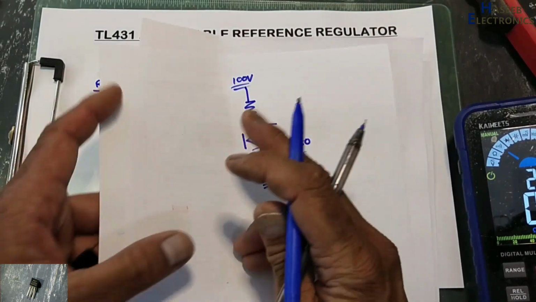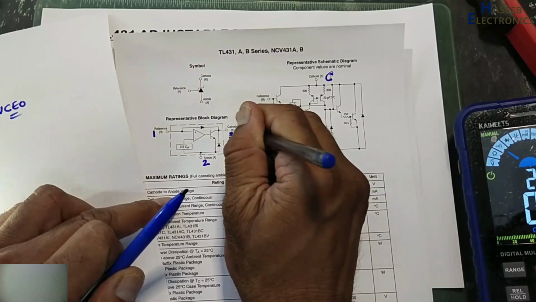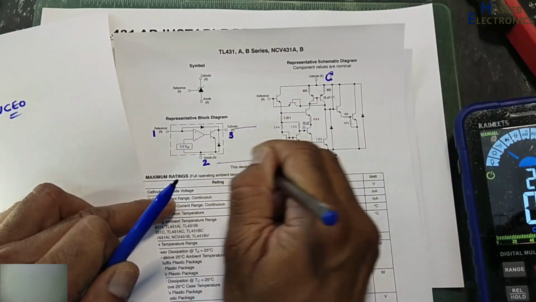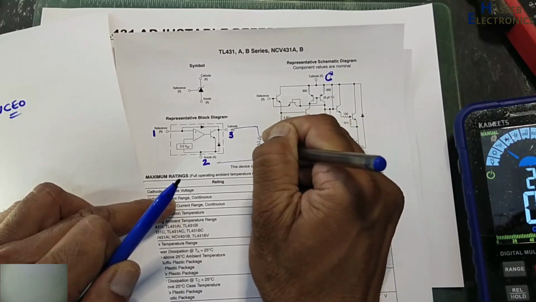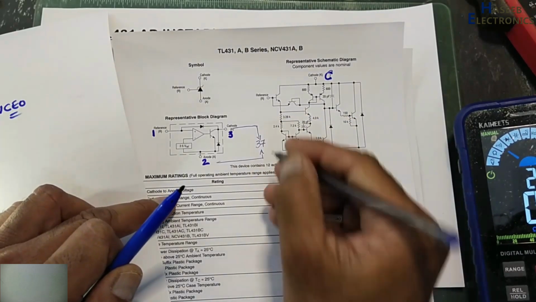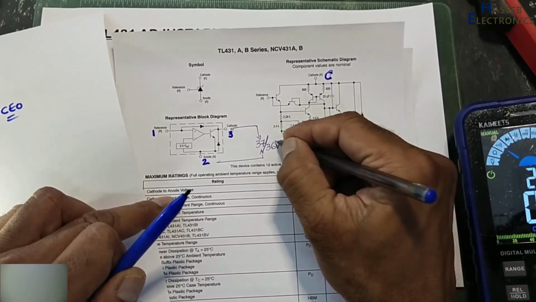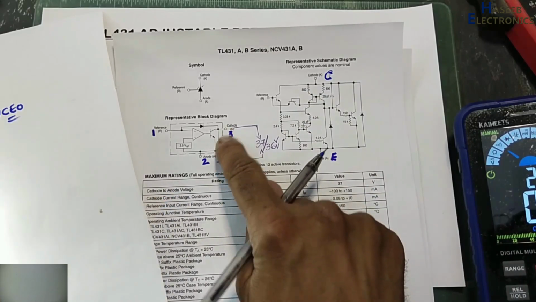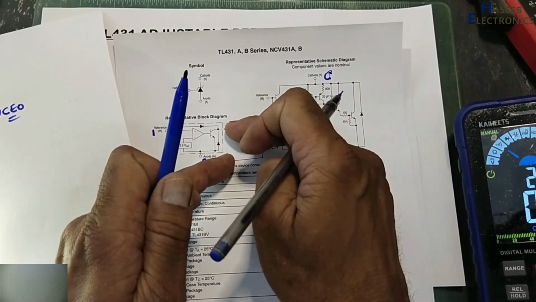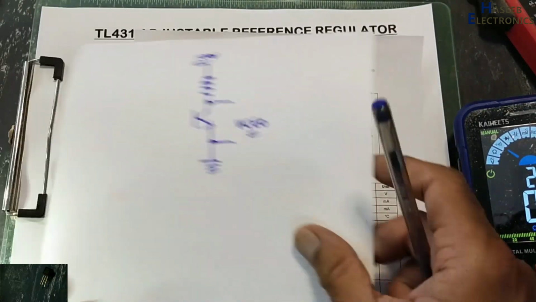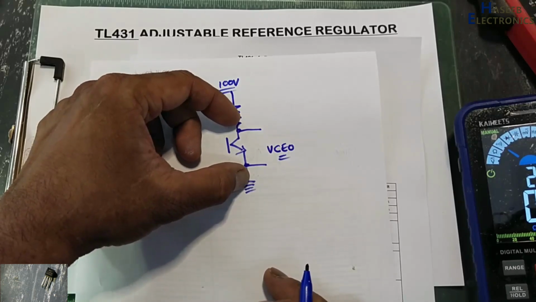In this TL431, that is 37 volt maximum. Voltage between these 2 points, absolute maximum voltage 37, allowed voltage 36 volt. So 36 volt can be applied maximum to this circuit. When it is off, it will block the voltage. When it is on, in this situation, it will drop approximately 1.4 volt.